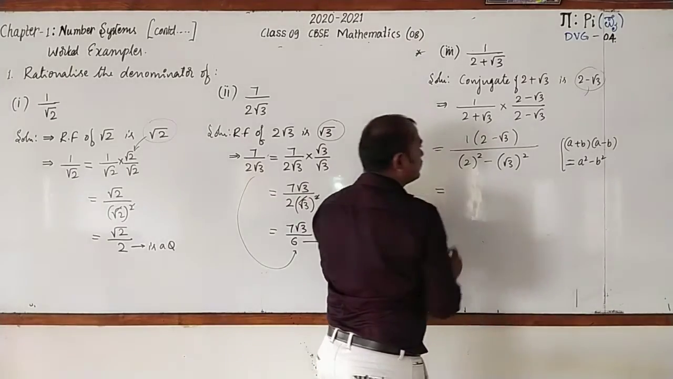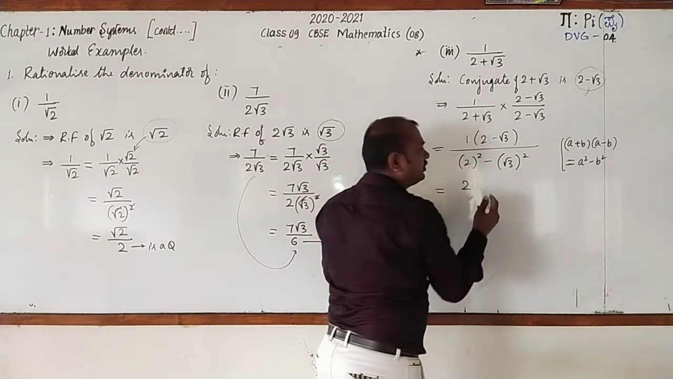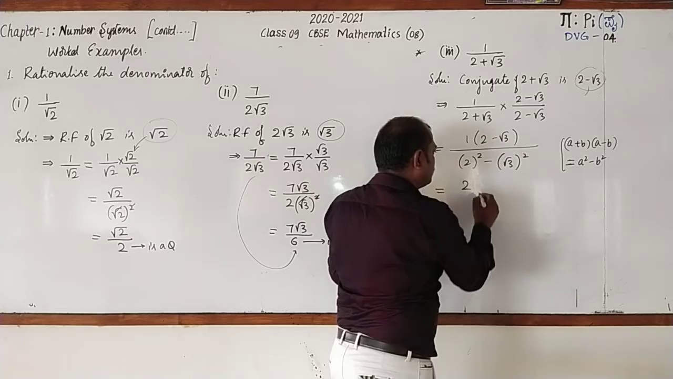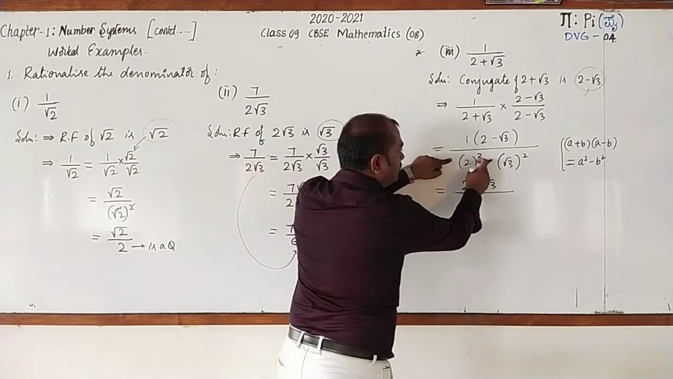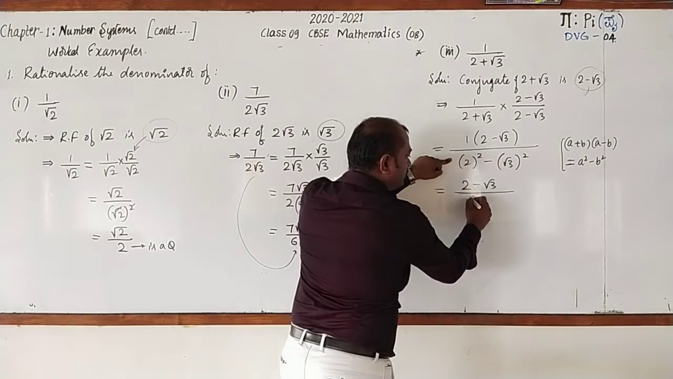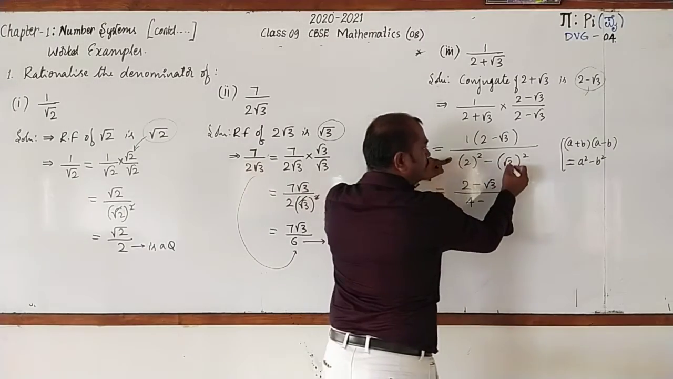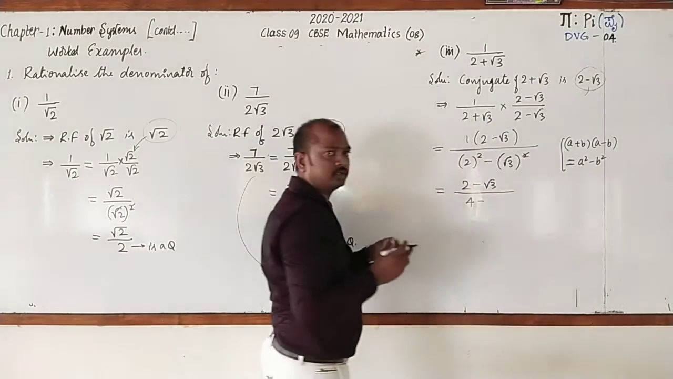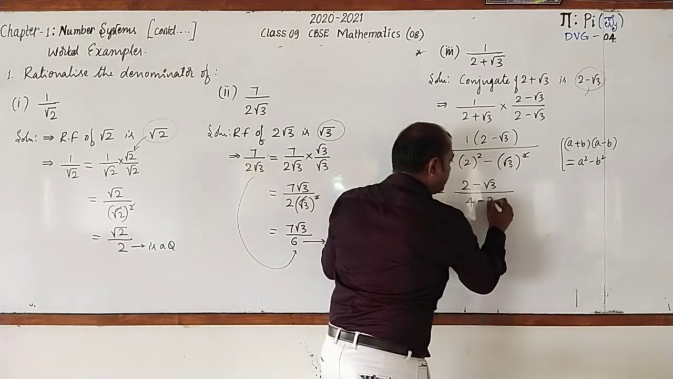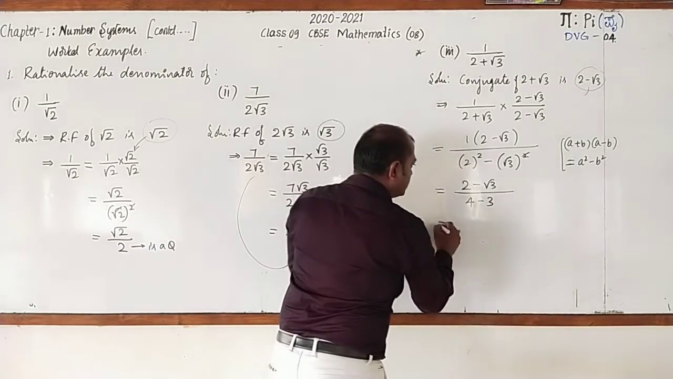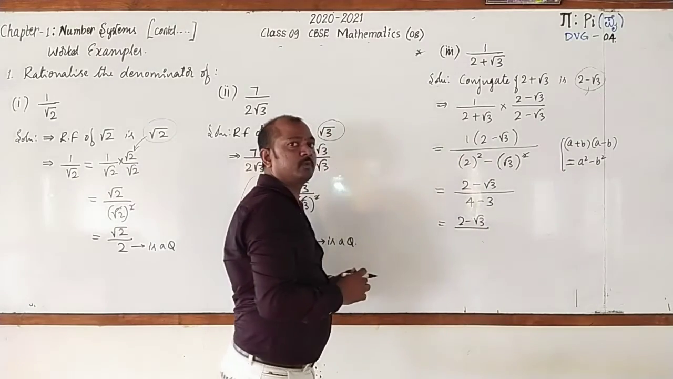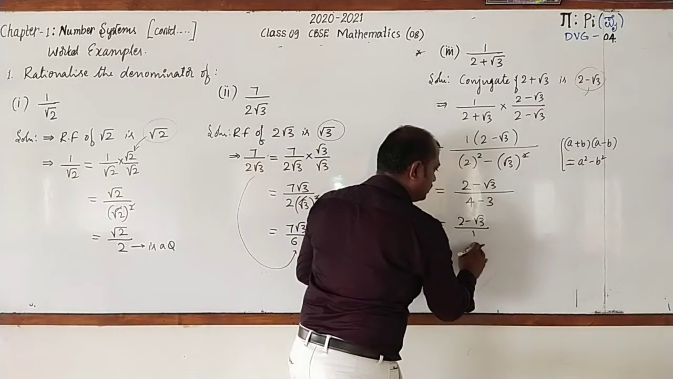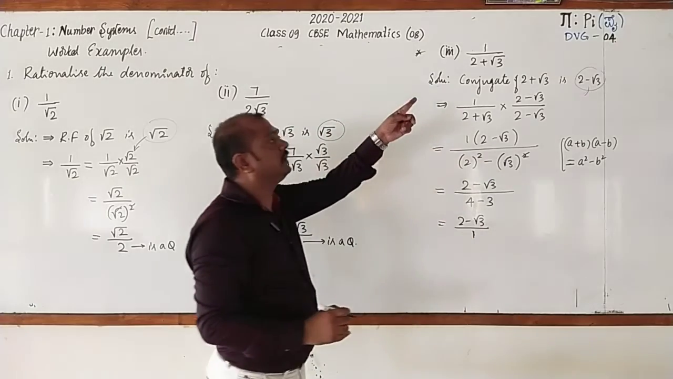Then, this is equal to 1 into anything is the same number only, 2 minus root 3. I have written this as it is. Now, apply square. 2 square, what is 2 square? 4. Here root 3 whole square: square and root get cancelled. What will remain? 3. It is equal to (2 minus root 3) by, what is 4 minus 3? It is 1.